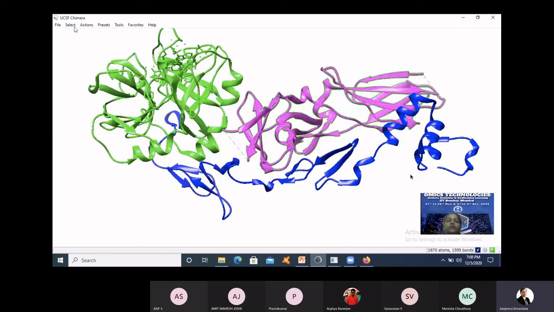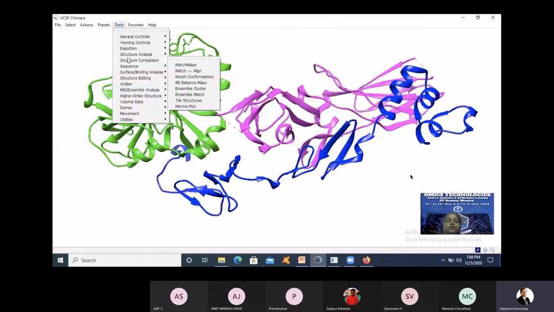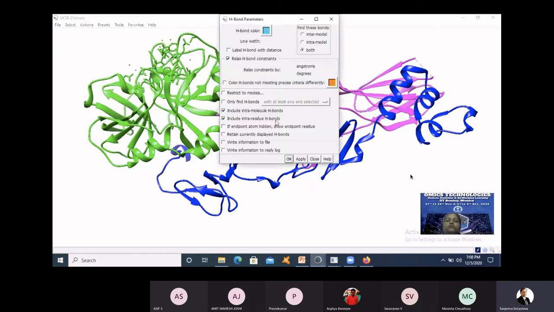The next thing I would want is to look for some interactions. For that, I'll go to tools, structure analysis, and say find hydrogen bonds. This gives me an option of choosing whether I want to show intramolecule hydrogen bonds or intra-residue hydrogen bonds. All these options will be there. I'll select intermolecule hydrogen bonds because I'm interested only in the interactions between the three chains. I'll just say apply.